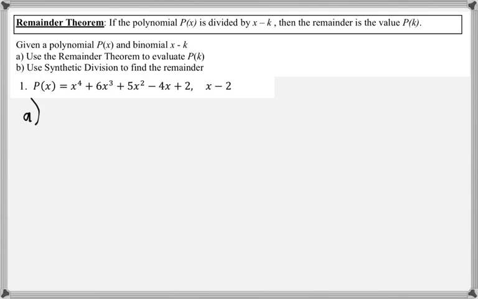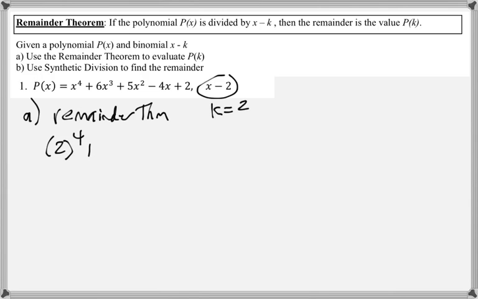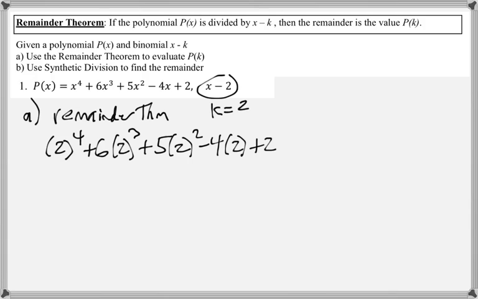So with part A, by the remainder theorem, they want us to plug in, well, if it's x minus k here, then k is equal to 2. So I want to plug in 2 into my polynomial. And if you do that, then you should get 78.